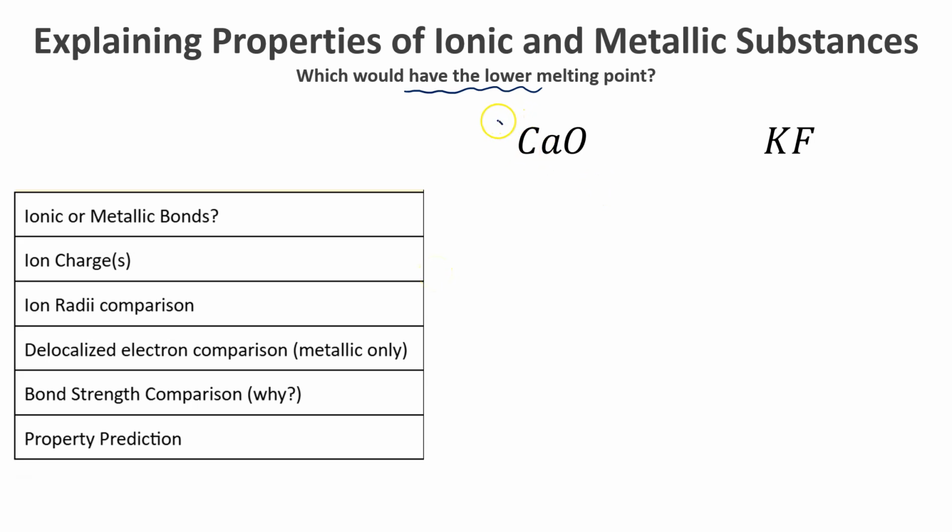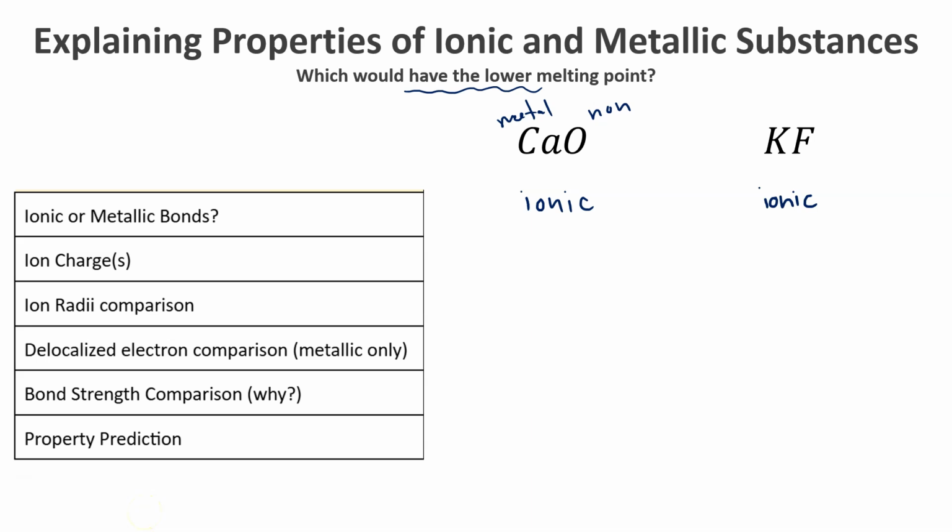Here with calcium oxide, I know that calcium is a metal because it's on the left-hand side of the periodic table, whereas oxygen is a non-metal. And anytime a metal is bonded to a non-metal, that bond is going to be an ionic bond. And you've got the same exact setup with potassium fluoride.